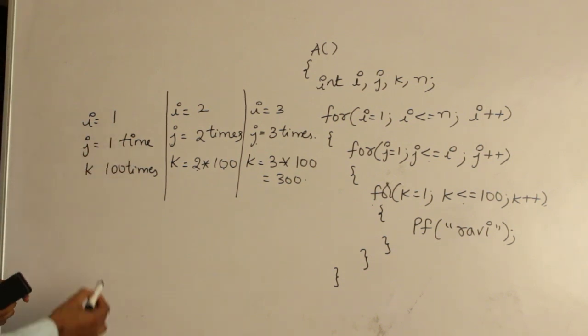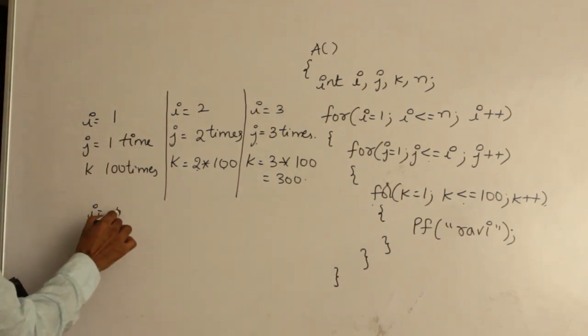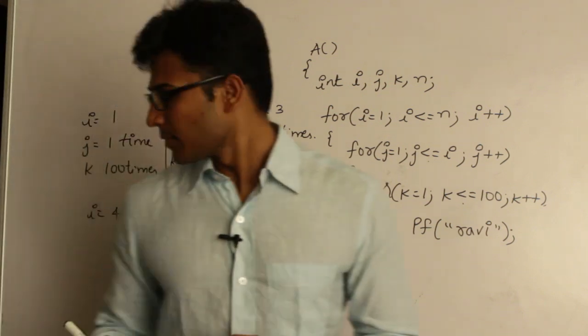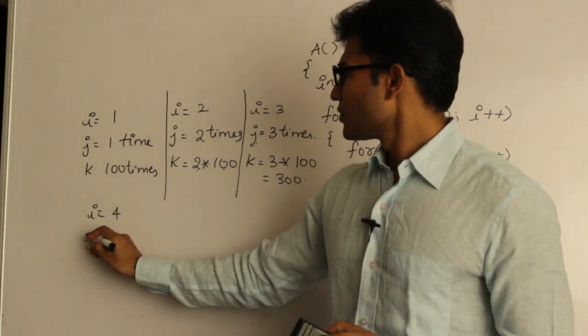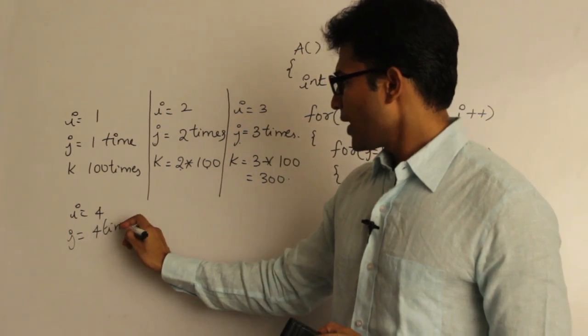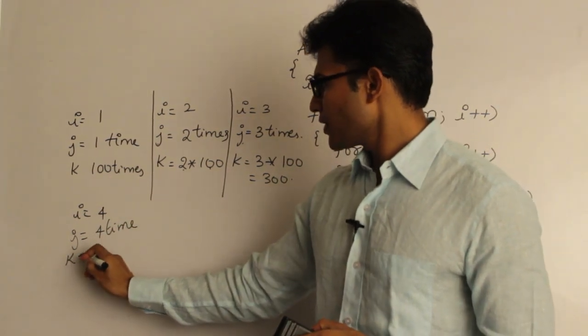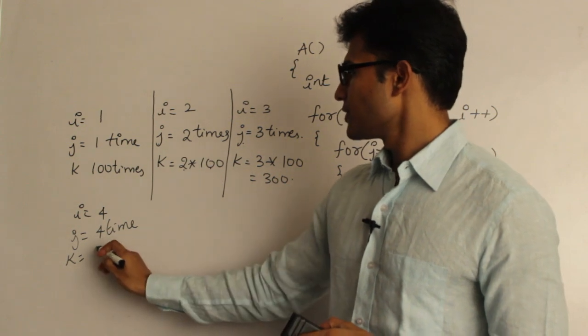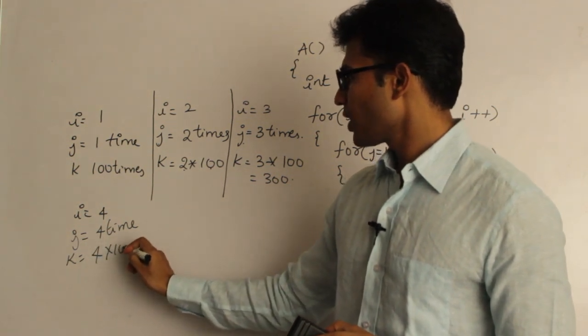So now coming to i equal to 4, for i equal to 4, j will get executed for j equal to 1 to 4, which means 4 times, and k will get executed 100 times for every value of j, which means k will get executed 4 into 100 times.